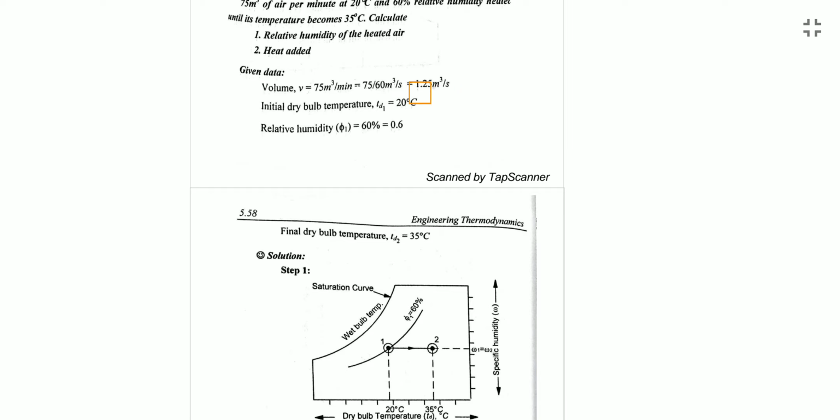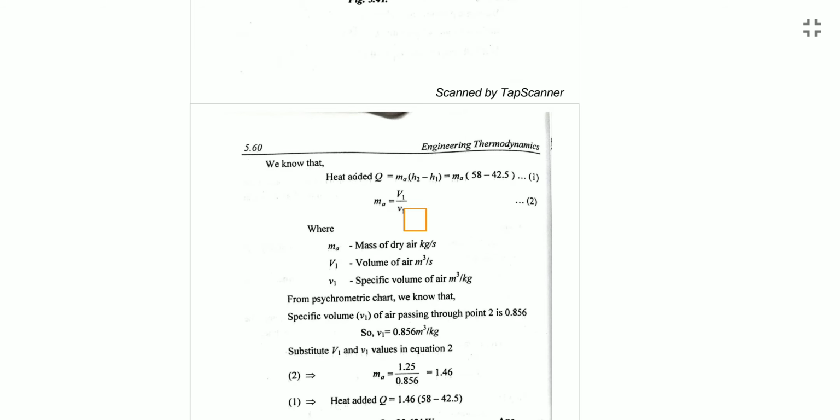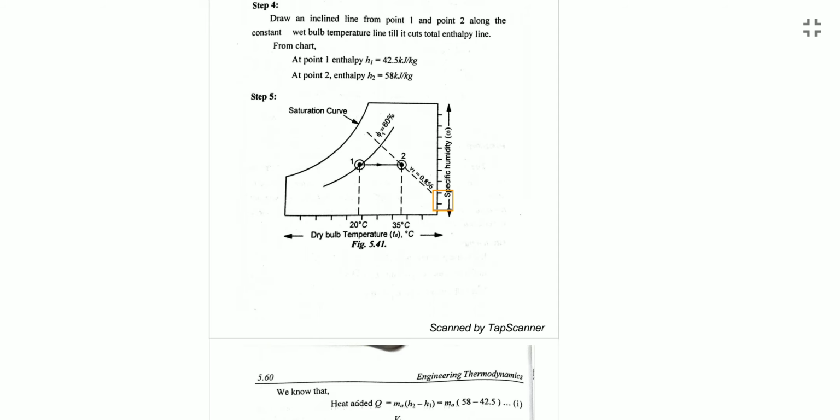We know the volume flow rate is given. Volume discharge is given. But specific volume we can find from small v. Small v1 is already given in the question. Small v1 means specific volume, which can be found from the chart itself.